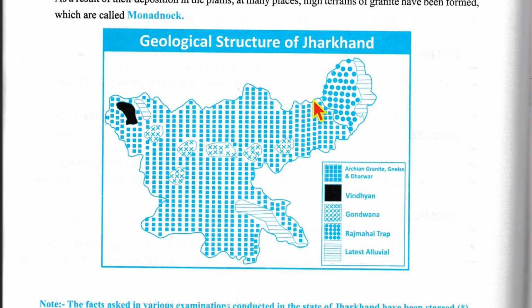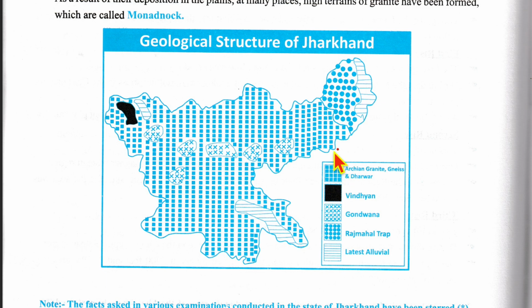Now, this would be the map, the geological structure of Jharkhand's map. These are the latest alluvial because of the influence of Ganga River. And now we'll have this, the latest alluvial of the Swarnrekha River. And then we'll have the Archean rock, that is Gneiss and Dharwar system. Also, we'll have the Gondwana phase, which are located in these regions, and these will have the deposits of coal. Now we'll have the Rajmahal Trap, that is this region, and the Vindhyan region will be considered right over here.